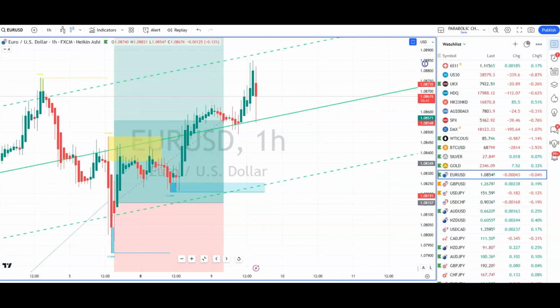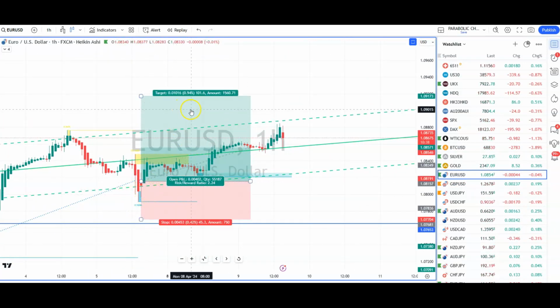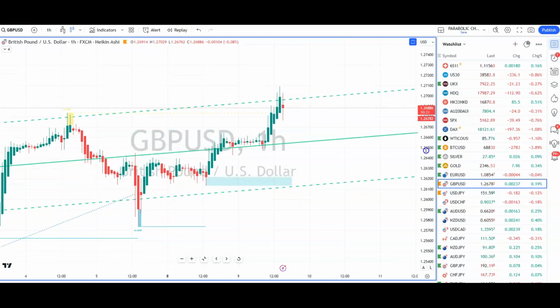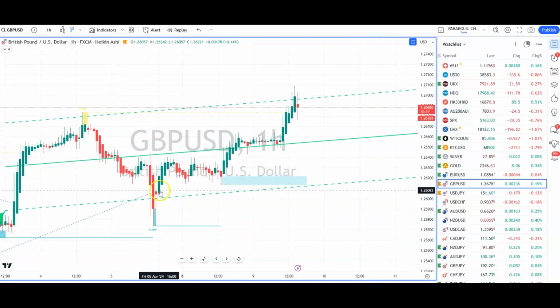Let's just dive through some of these just as a bit of fun. We've seen the euro dollar move back there into the trend. Not doing much now, of course, because of the inflation figures coming up. We've seen pound USD come into the liquidity zone in an uptrend.